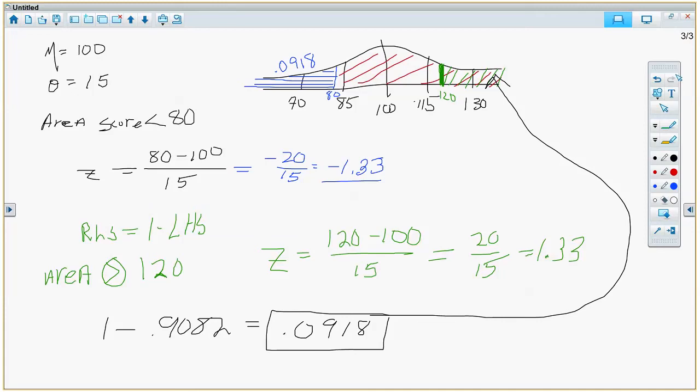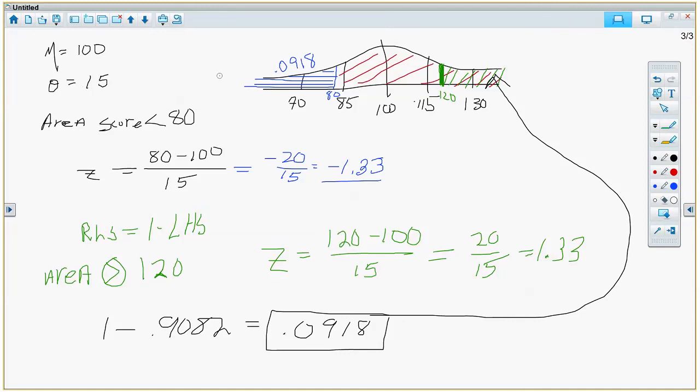Now a lot of people say, well, why don't you just use the negative? You can't start doing that, because if you start doing that, you're going to get even more confused when we do one in between. So just do what I tell you. It's a whole lot easier if you do it this way. It's not confusing.